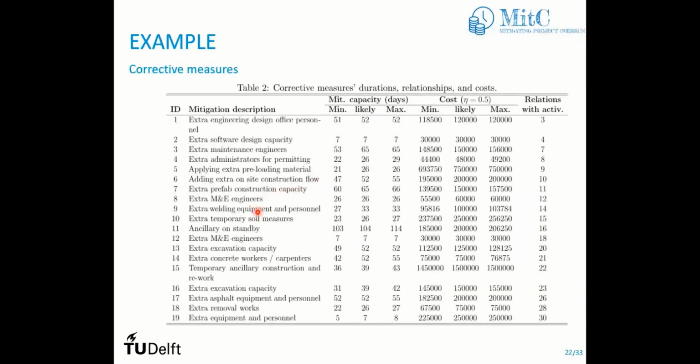You are also going to provide a mitigation description for your mitigation measures. Just to give you an example here, like extra engineering design office personnel, and this is one way to mitigate the activity. Also, these measures have several values for capacity. For example, this measure here can contribute to reducing 52 days for activity number 3, but it can also reduce by 51 days. So there is uncertainty here. We are not sure, so provide 3 values, and also the cost of these measures. I'm going to talk about more details in the practical session, so don't worry about that.